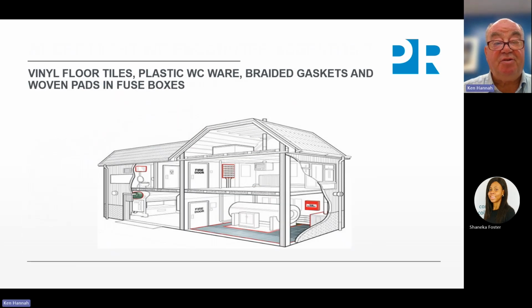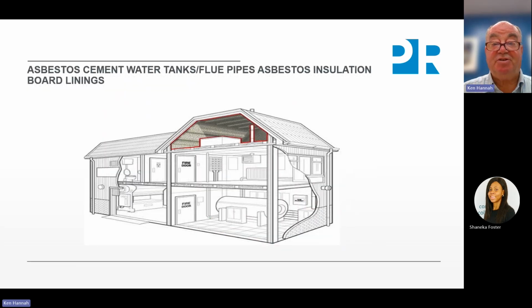And here vinyl floor tiles, even the adhesives for vinyl floor tiles, because it was protecting from the ingress of cold and protecting against the transfer of heat. Plastic WC ware, braided gaskets, and woven pads and fuse boxes. So very, very common to have asbestos in household products and any building construction materials.